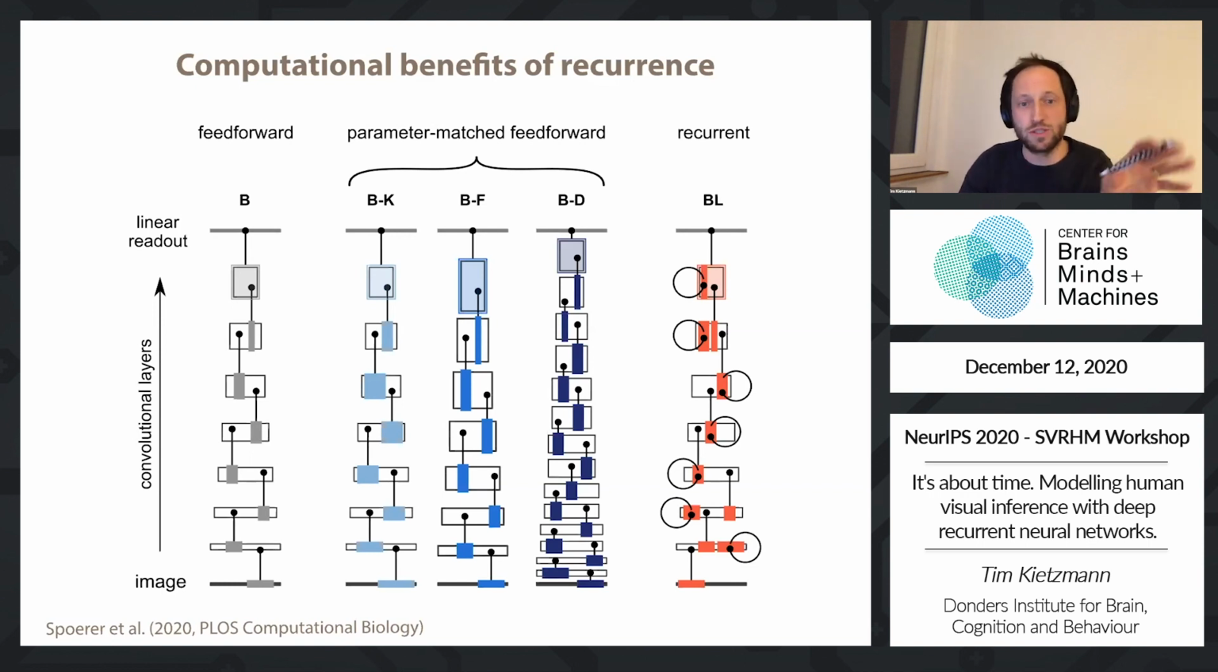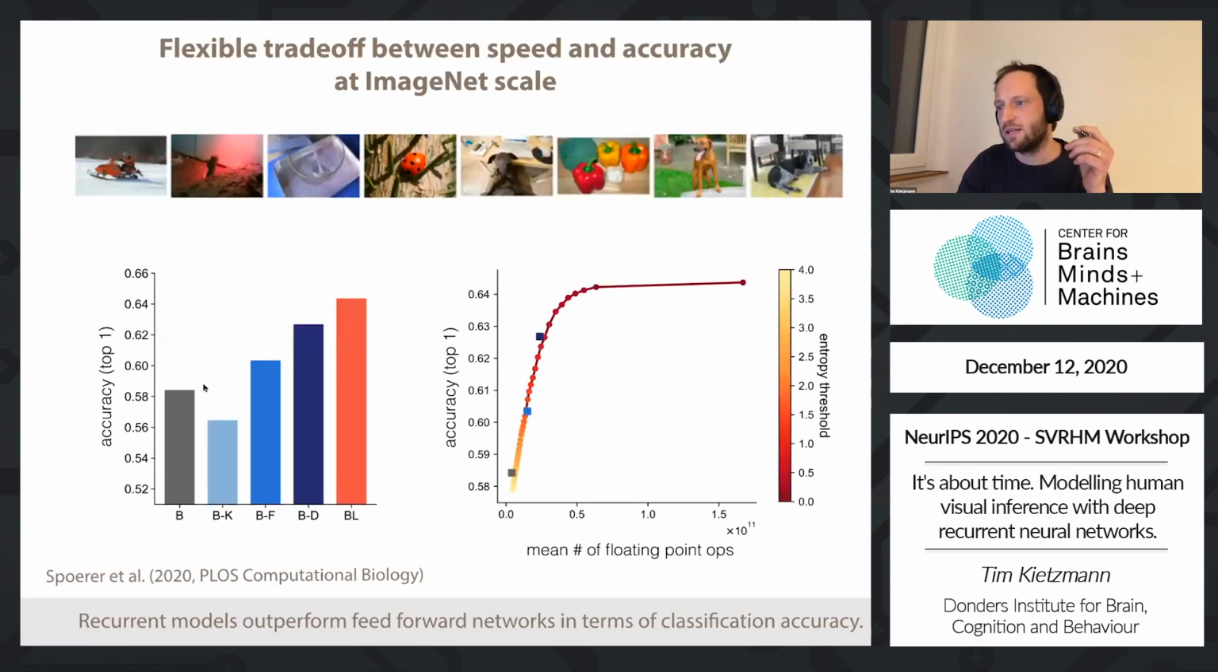So what we'll do now is we'll take these models for a spin, we'll train them on ImageNet. This is the top one accuracy that you see here, and note that this doesn't start at 0. But BL is better able at doing this task compared to BD, BF. BK seems to even overfit to the task because it has more parameters, but it does worse than B. So overall, we think that adding this lateral connectivity helped to perform better at ImageNet.